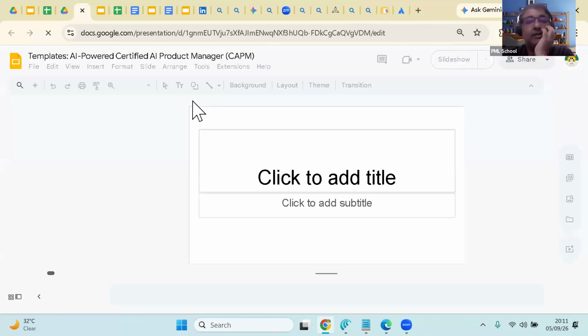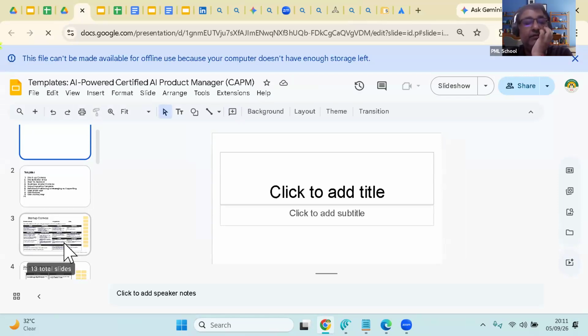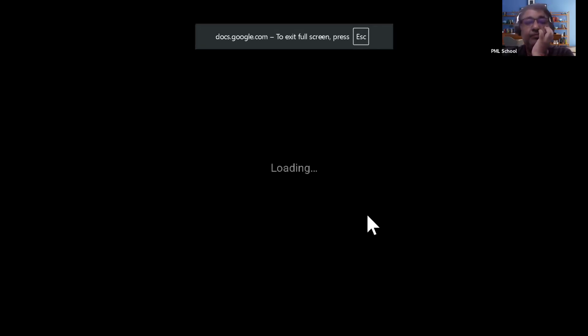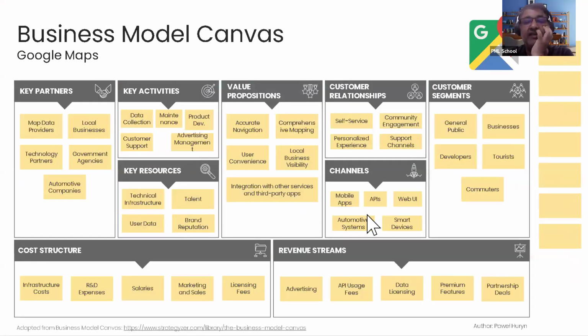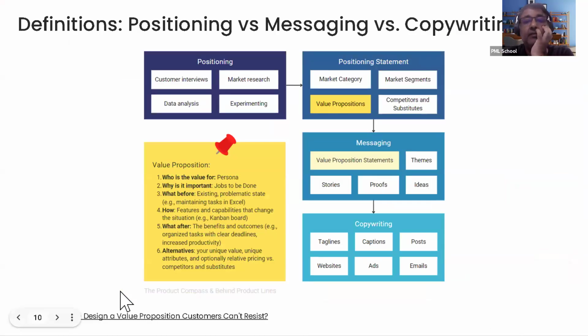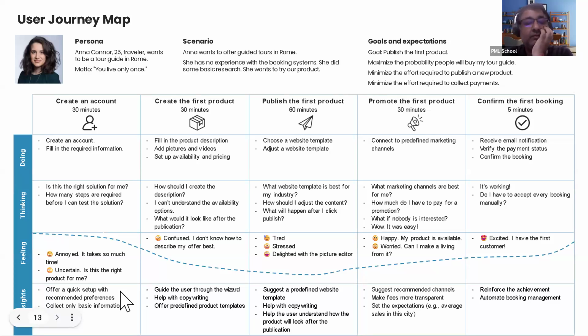Some of the templates are standard. This is an old one, but we still use it somewhere. Roadmap is not there. Let me check just quickly. Startup canvas, then stakeholder map, risk and reward, business model canvas that we discussed, Airbnb model. And then we have positioning, messaging, copywriting, user story map, persona map, user journey map. No roadmap template. I will add it and share with you all. This will be useful somewhere here and there. So these are standard templates, so easy to use.